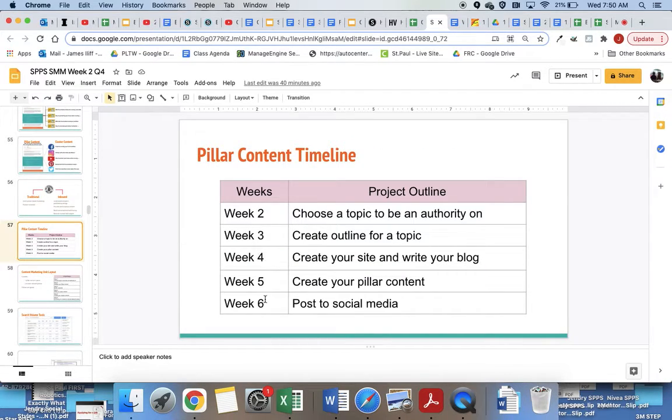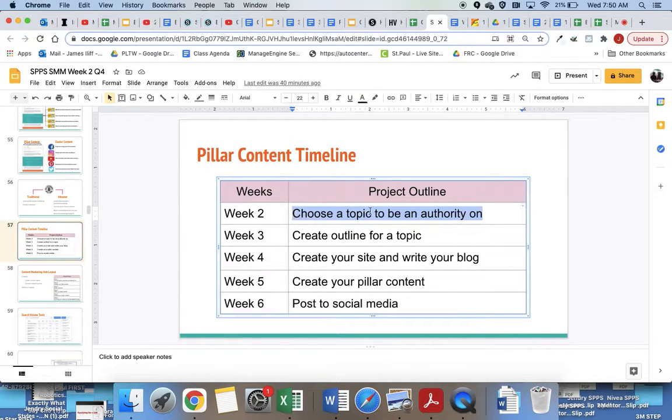And I got it broken out in weeks here. So week number 2, that's the week we're on right now. You're going to choose a topic to be an authority on. For some of you that could be whatever you have some expertise in and you enjoy, that you could provide expertise to people out on the internet. That's the kind of topics we want you to pick.